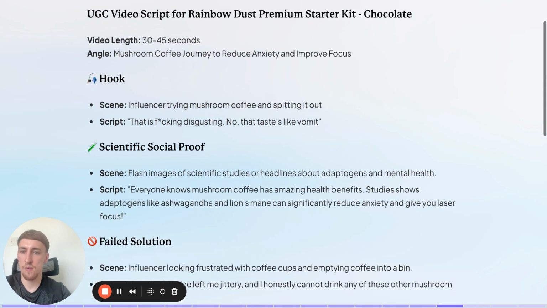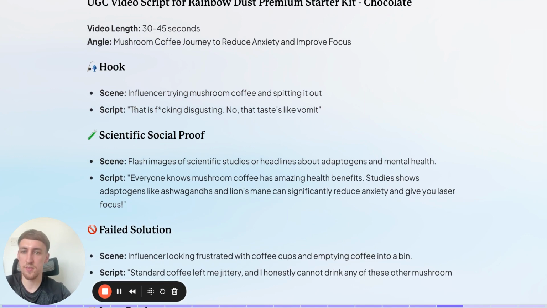So we have the hook. "This is effing disgusting. No, that tastes like vomit." So this hook is super powerful. Hooks with foul language at the start always work really, really well because they just grab attention like nothing else. So yeah, with this hook, they'd be trying the mushroom coffee and spitting it out. I think that would work really well.